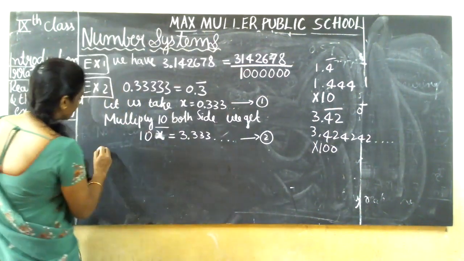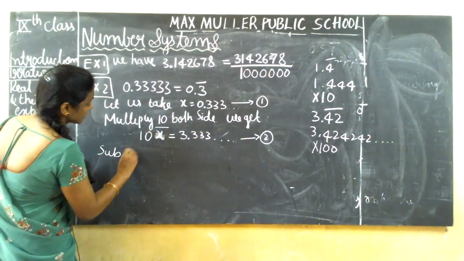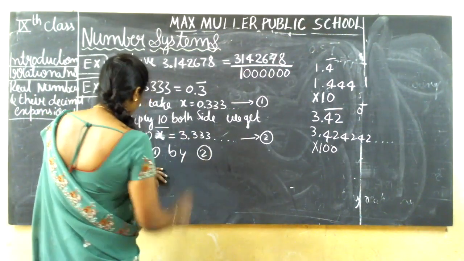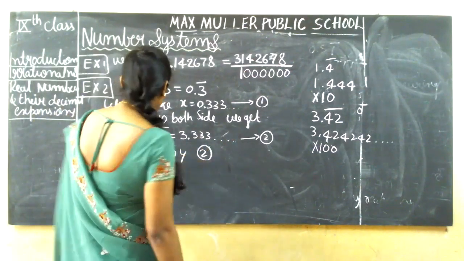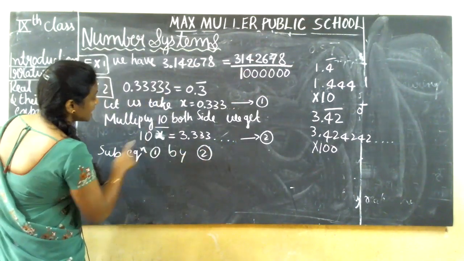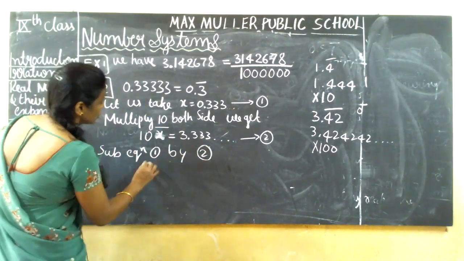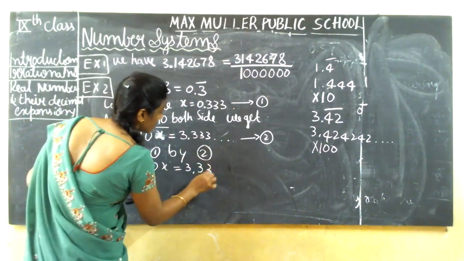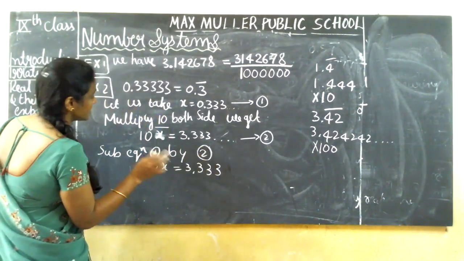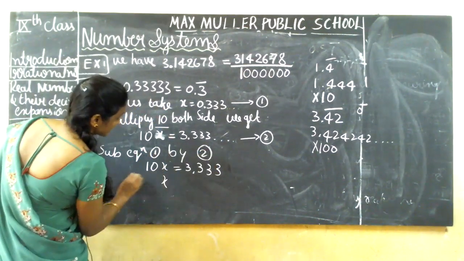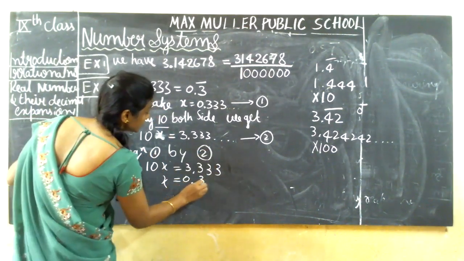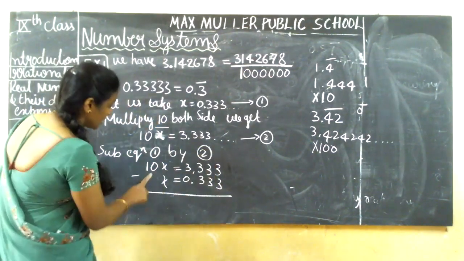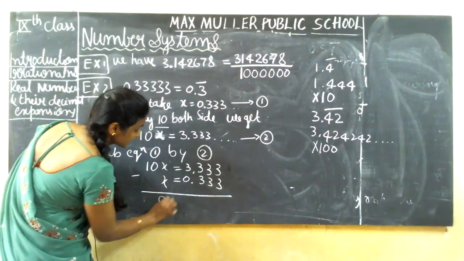Now, come to this one, the second one. The next step is to subtract equation 1 from equation 2. What will we get, guys, here? Equation 2 is 10x = 3.333... I am writing x below this because that is very easy for you to understand. So x is equal to 0.333... Understood? Now 10x minus x is what, guys? That is 9x.